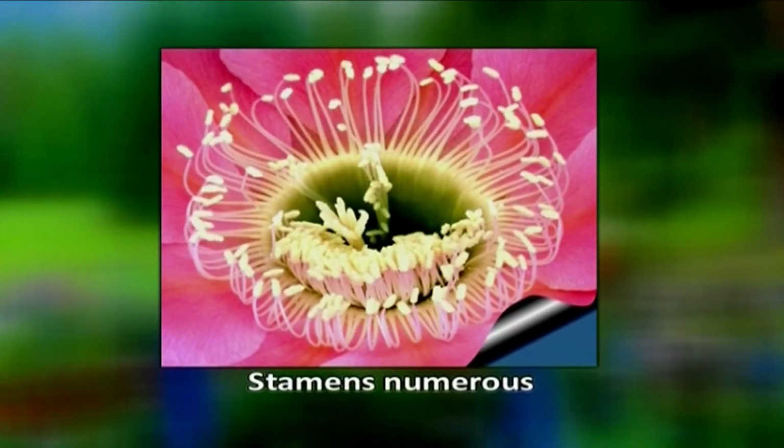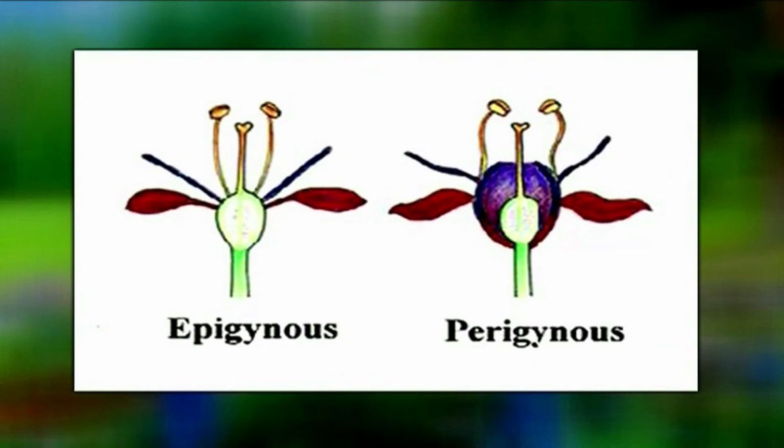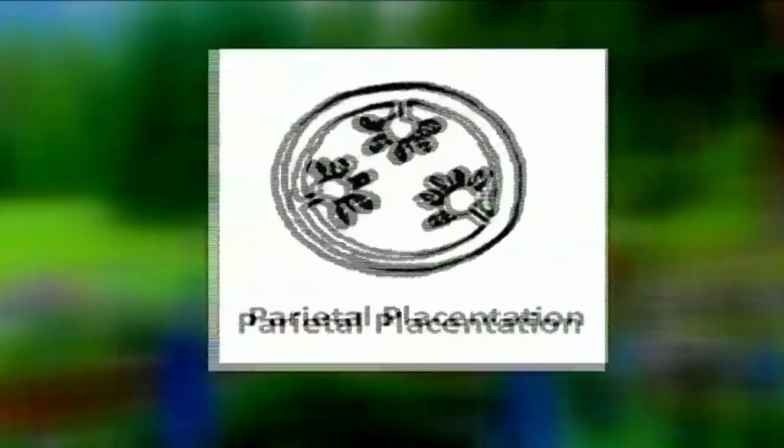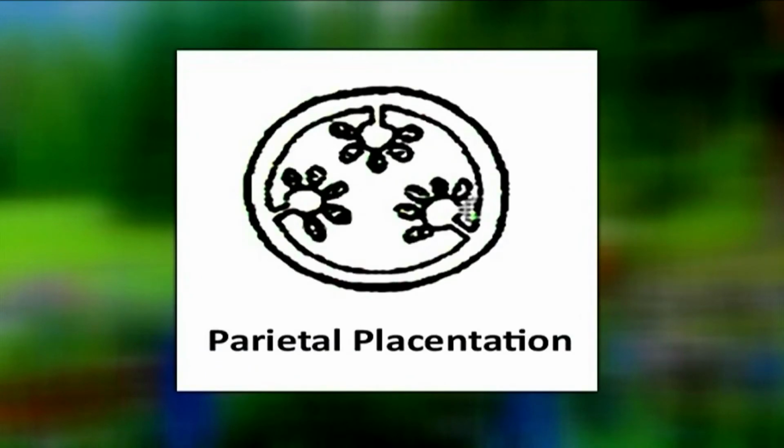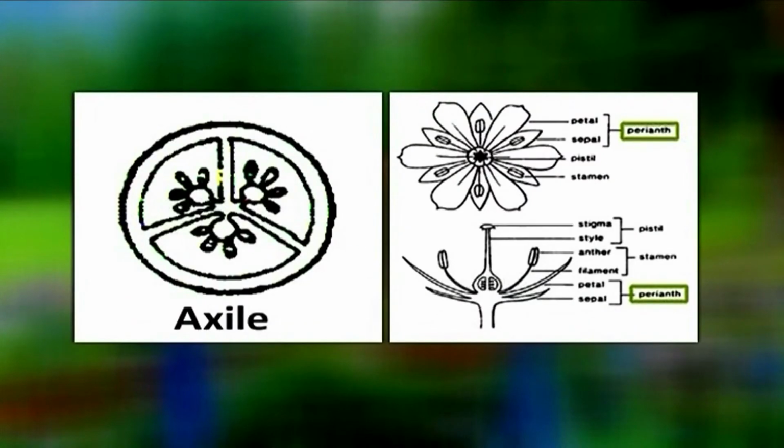stamens indefinite, often twice or more the number of petals, style distinct, represented by 9 families. Order 2nd, Myrtales, stamens definite, rarely indefinite, flowers epigynous or perigynous, represented by 6 families. Order 3rd, Passiflorales, placentation parietal, represented by 7 families. Order 4th, Ficoidales, perianth undifferentiated, placentation basal or axile, represented by 2 families. Order 5th, Umbellales, inflorescence umbellate, represented by 3 families.